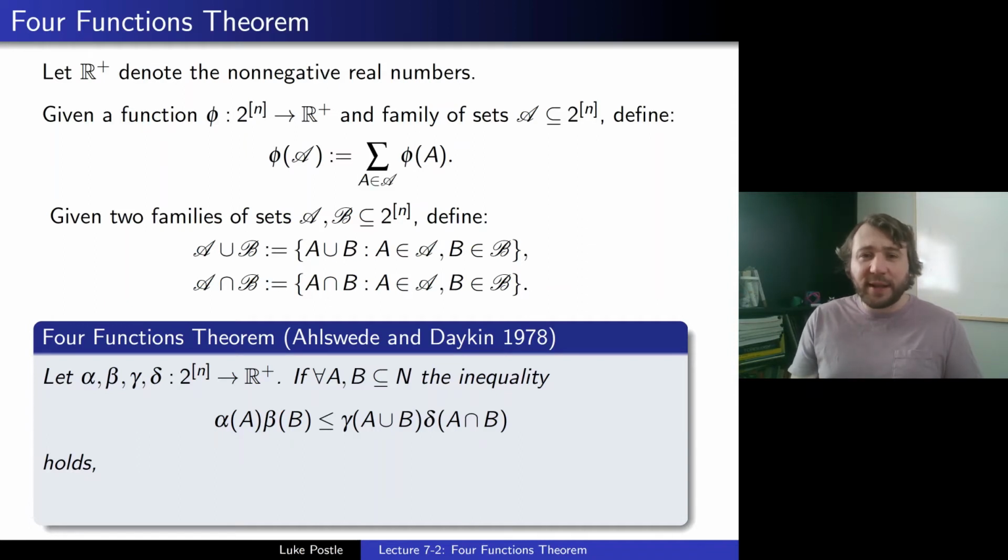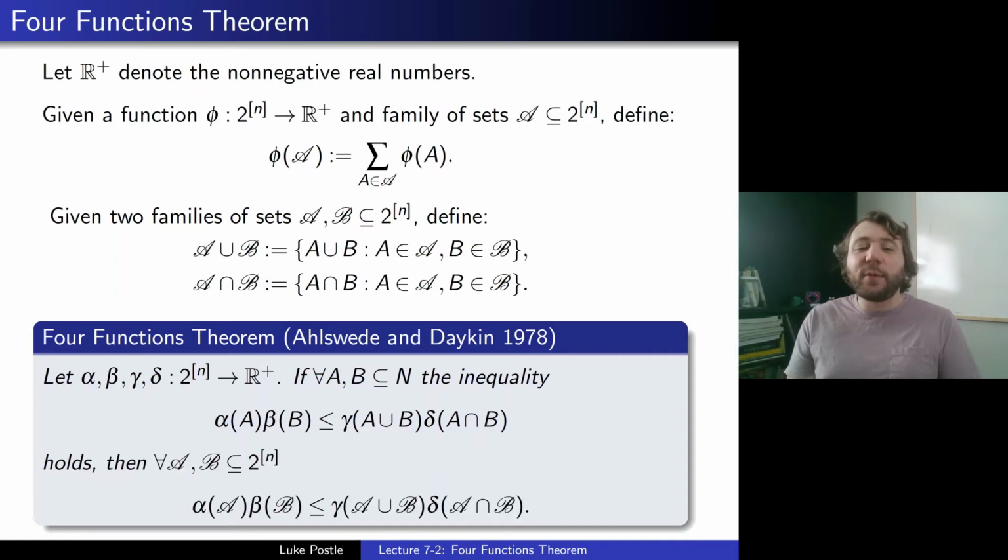That would be true if you passed to the logs, but it's for four different functions, so it's a bit weird. But we're saying if we have four functions, and if you take the product of alpha and beta, then that's at most the product of gamma and delta over the unions and the intersections. But that's the assumption. So we're assuming that this nice product inequality holds for all sets A and B, and then we will show that for all families of sets, script A and script B, the same thing holds. So that alpha of script A times beta of script B is at most gamma of script A union script B times delta of script A intersect script B.